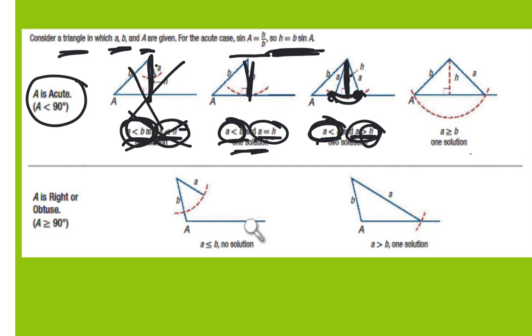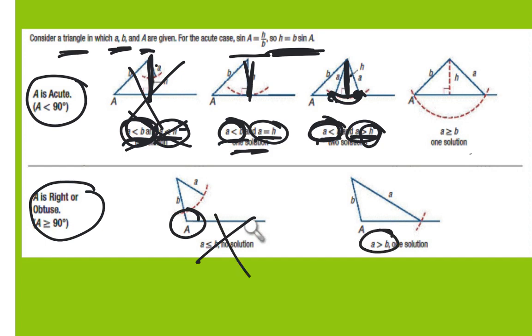Obtuse and right are a little easier. If A is less than or equal to B, if this is a right or obtuse angle, then there's no solution. Don't worry about it. And if A is greater than B, there's only one solution. So really, if it's an obtuse angle, you're good. You're golden. It's either not going to work or it works.